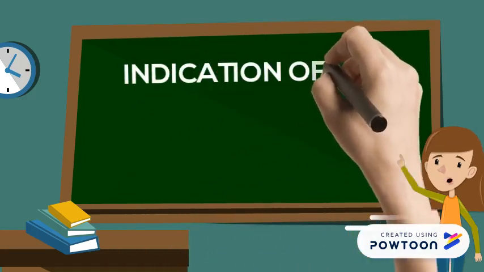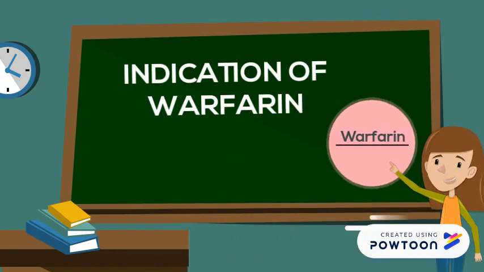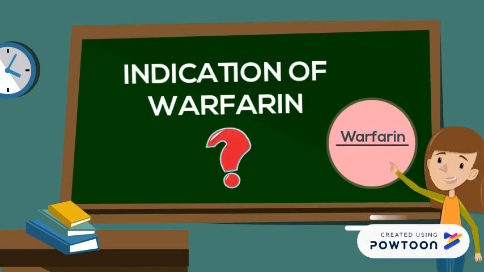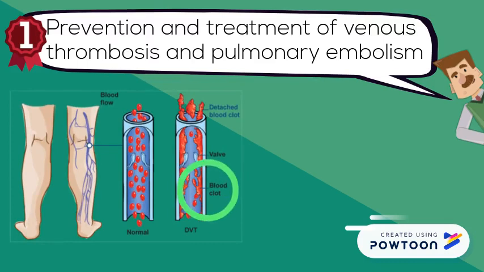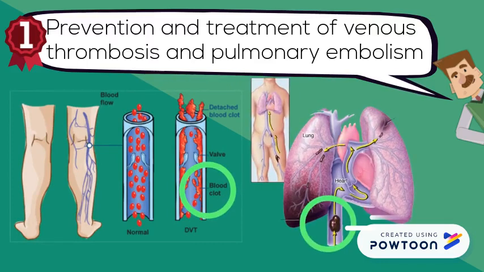Indication is a condition which makes a particular treatment or procedure advisable. So, what are the indications of warfarin? The first indication is the prevention and treatment of venous thrombosis and pulmonary embolism. Venous thrombosis is a blood clot that forms within a vein. Pulmonary embolism occurs when the blood clot breaks off and blocks the artery of the lungs. Warfarin will help to prevent blood clot deposition in the vein or lungs.